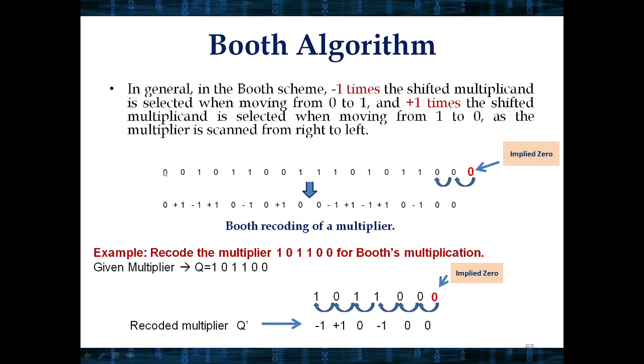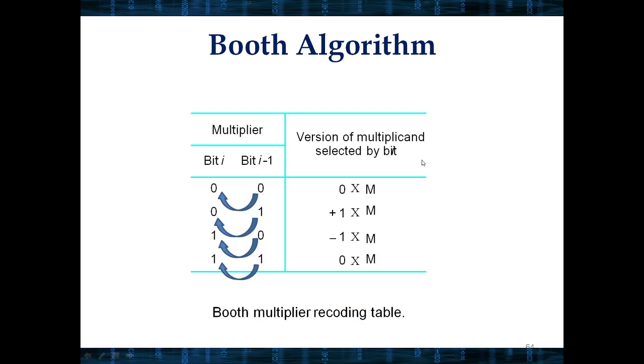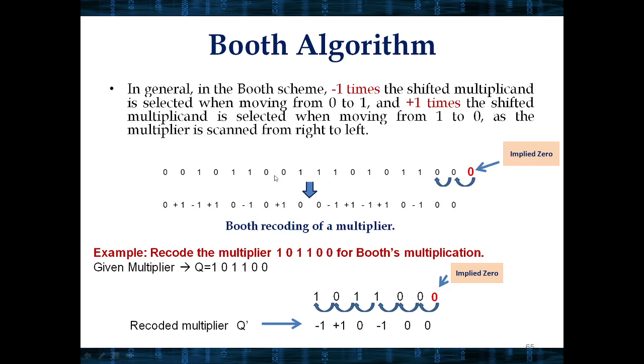So this is the original multiplier value. We are just considering an example of how to recode the multiplier. So here, according to Booth's recoding table, the bit value will be considered from bit i minus 1, which means we need to consider the previous bit value. So for that we'll assume a 0 here, we'll imply 0 as the previous value.